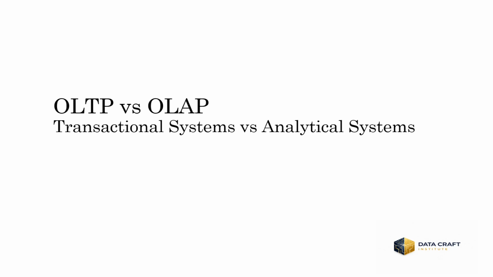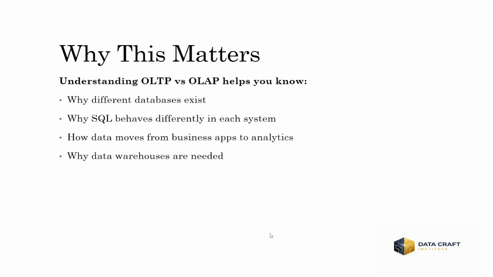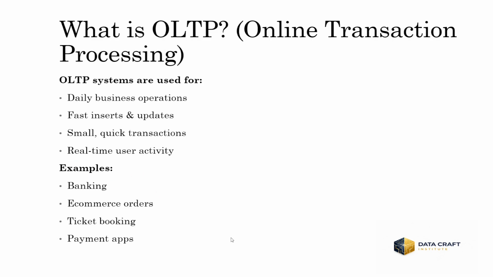So this would be the video on OLTP versus OLAP systems. Okay, so let's start. Now why this matters? This concept is extremely important because it explains how data flows inside a company from business applications to analytics and reporting. It also explains why SQL works differently in different environments. So to summarize, it will help us understand why different databases exist for analytics and for transactions. Okay, why SQL behaves differently in each system, how data moves from business applications to analytics dashboards, and why data warehouses are needed.